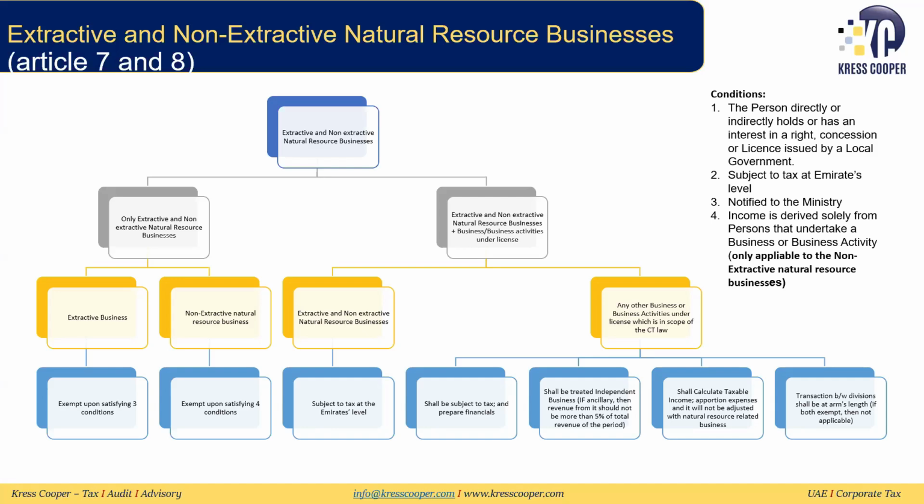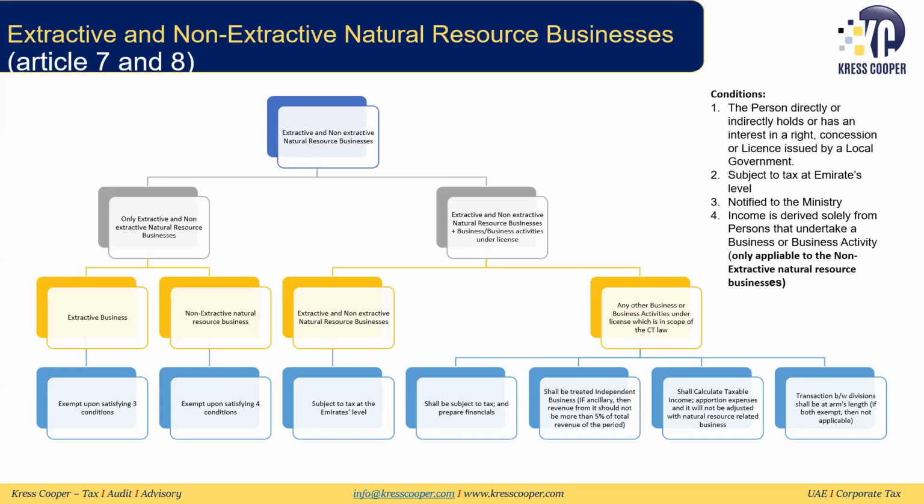Now, for non-extractive natural resource business, they will be exempt from corporate tax if they satisfy the four conditions. What are the four conditions? The person directly or indirectly holds or has an interest in the right, concession, or license issued by the local government. It is the same condition as for the extractive business. The second condition is also the same: they have to be subject to tax at Emirates level. They also have to notify the ministry, just like the extractive business condition, but they have a fourth condition, which is that the income is derived solely from persons that undertake a business or business activity. This fourth condition is only applicable to non-extractive natural resource business. If they are meeting all these conditions, they will be exempt from corporate tax.